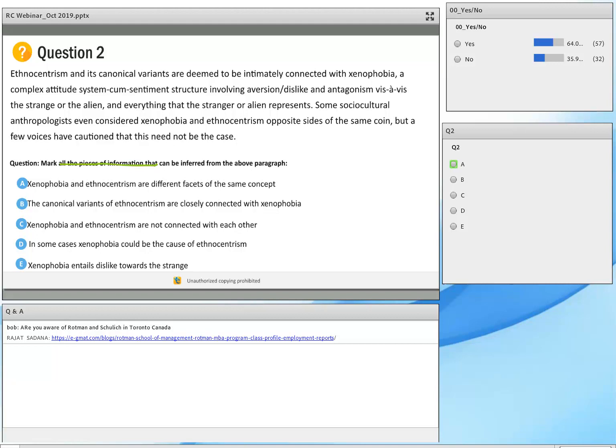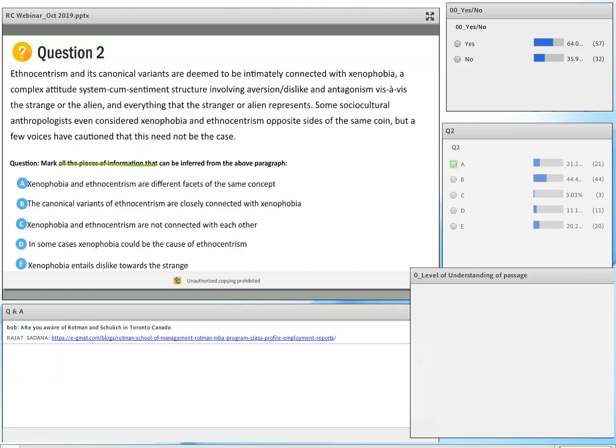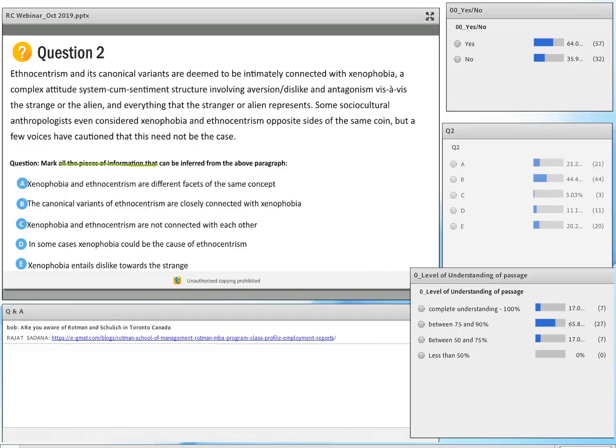All right, I'm going to end the poll now. And here are the results. Okay, and I'm going to ask the same question. When you read this passage, what was your level of understanding of the passage? Between 75 and 90. Okay. And I'm going to ask this question again.